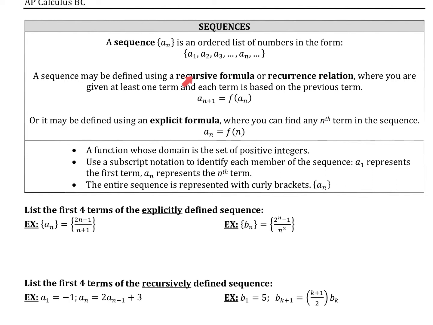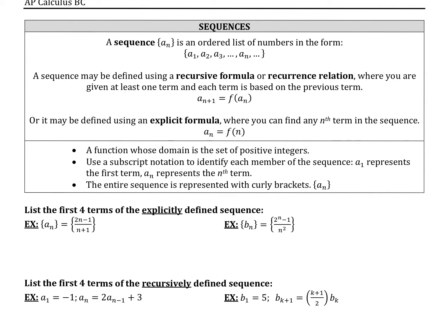Okay, there's two ways that we can define sequences. Sequences can be defined using either a recursive formula, or you may hear it referred to as a recurrence relation. And basically what that is, you need a term. Once you know one term, then you can find each subsequent term. So each subsequent term is based on the term before it, or the previous term. So you may see it notated this way: A subscript n plus 1, meaning the n term plus one more, can be found by plugging in the A sub n term to the function.